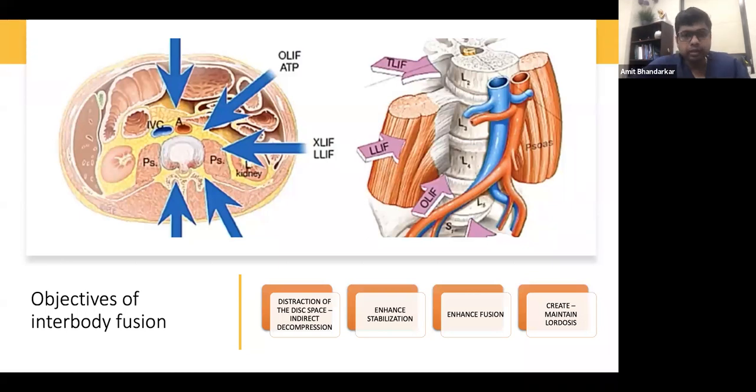Before we go ahead with what cage to use, I want to talk about the objectives of interbody fusion. The objectives are just four. We want distraction of the disc space so that we can achieve indirect decompression and have enough room for the exiting nerve root. We want to enhance the stabilization of the spinal segment, enhance the fusion of that segment, and create and maintain the lordosis of that segment. These are the objectives of interbody fusion. It can be done in various ways. The most important workhorse in my practice has been TLIF, transforaminal lumbar interbody fusion, and today we're going to talk about it.